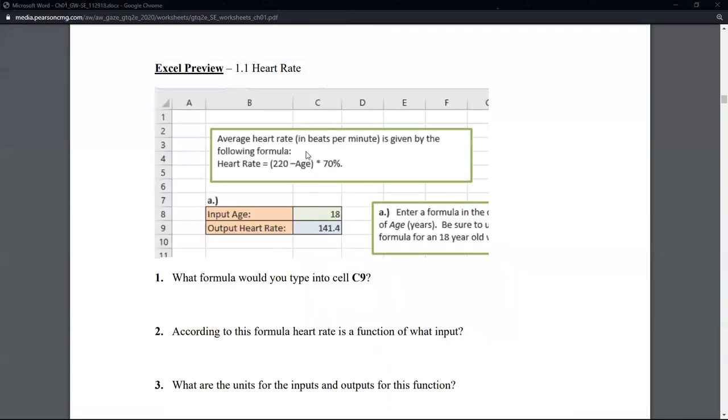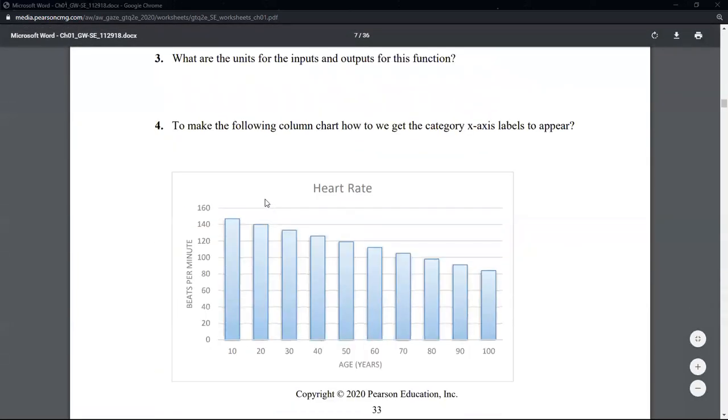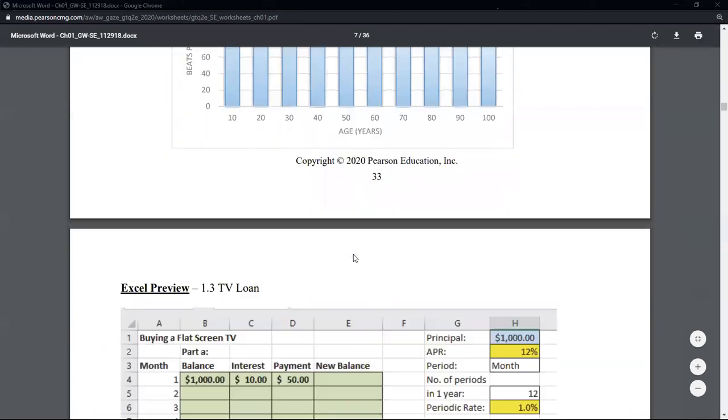So again, I won't ever do these Excel previews, but they're here, and very often they'll show you parts of the answers which would help you.